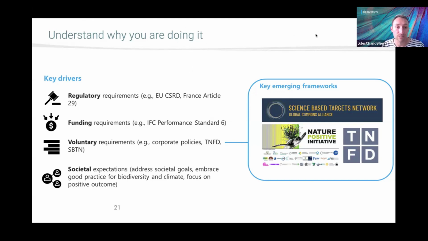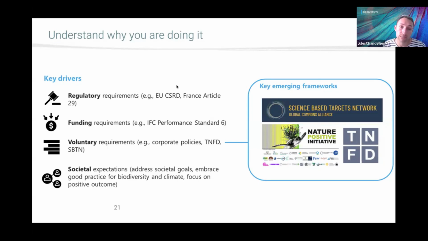So this is something to follow when you have a business, because there's more and more regulation to be aligning with. The second driver for some companies, not all, is funding requirements. Getting access to capital through banks or other organizations is more and more constrained by your action and how you integrate biodiversity into your activities.